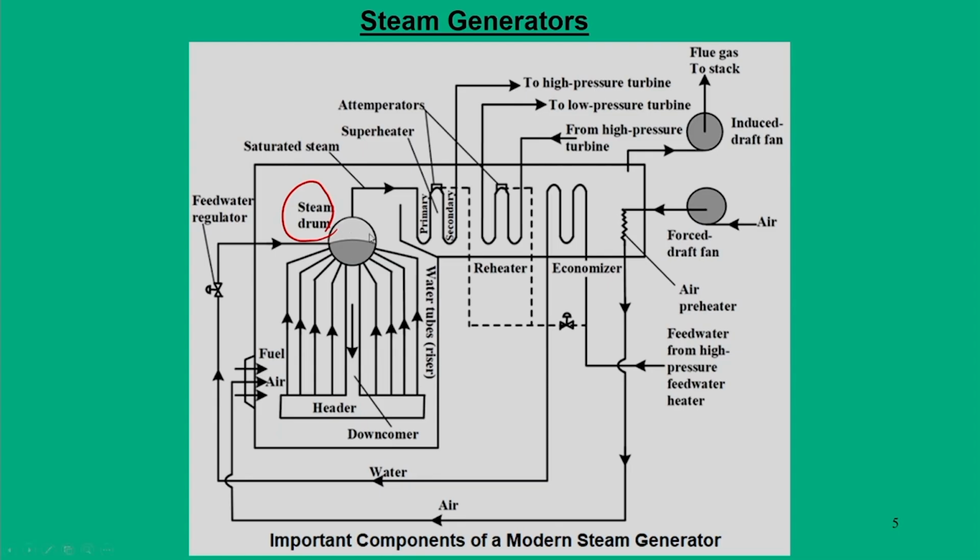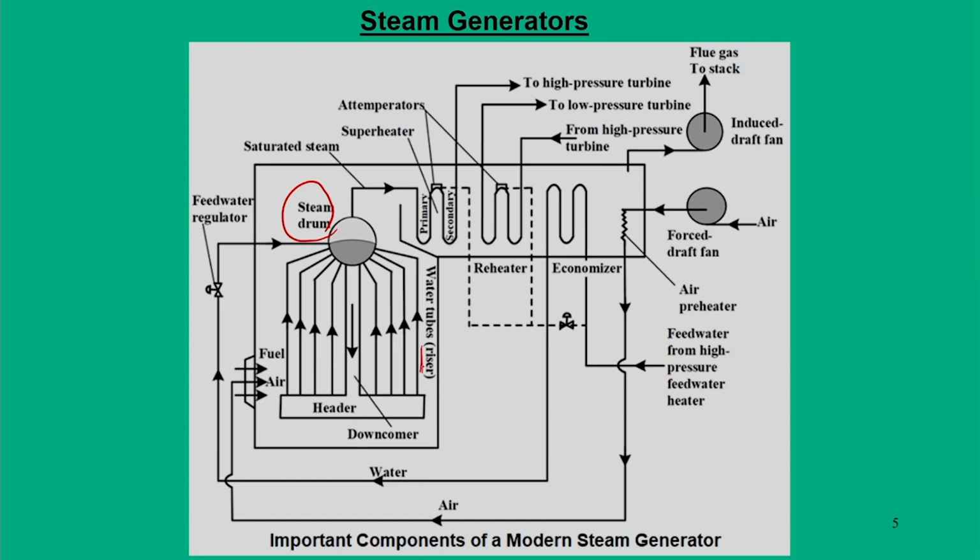When this water gets stored in the drum, buoyancy is taken as an advantage. That means water circulates down through pipes which we call downcomers, and when it comes down, it interacts with a header which connects this water with the fuel air systems. So, basically heat is added through this process. When this heat is added, steam gets generated, and this steam passes through another set of water tubes, which we call risers.